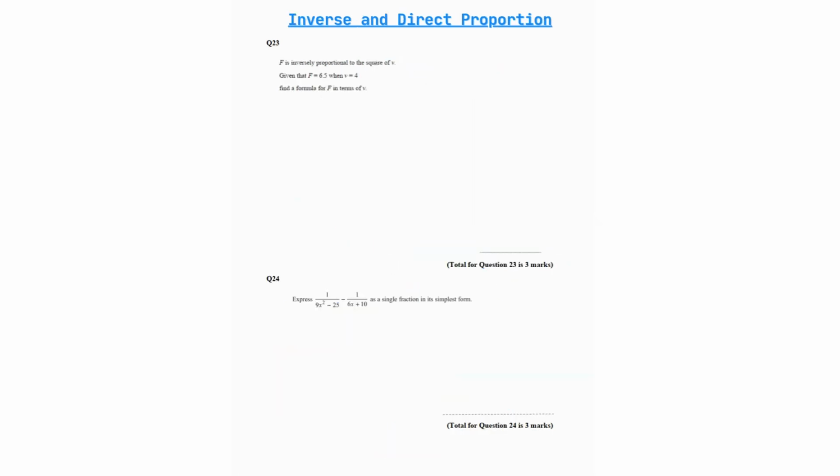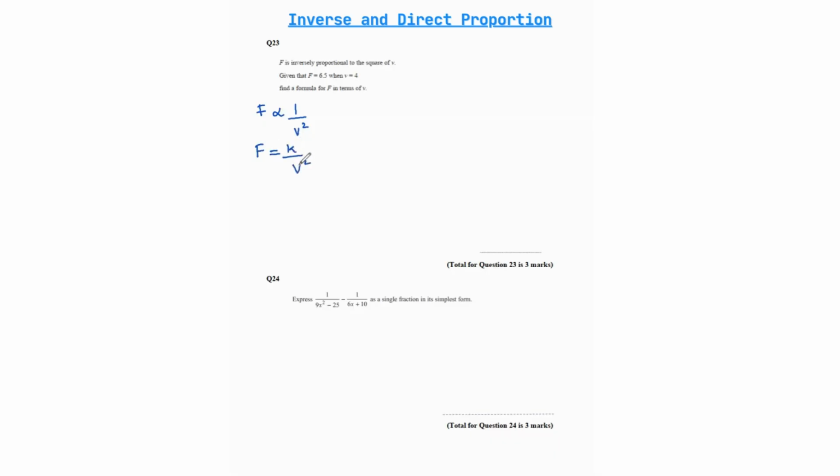Then it says f is inversely proportional to the square of v. Given that f equals 6.5 when v equals 4, find a formula for f in terms of v. So when it says inversely proportional, that means f is proportional to 1 over v squared, which means f is equal to k over v squared.